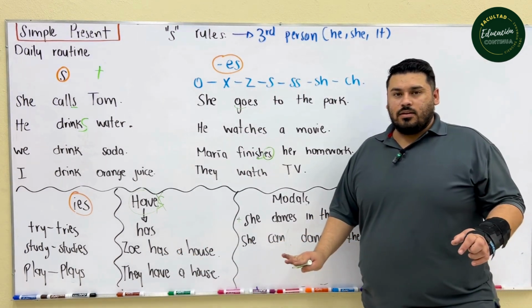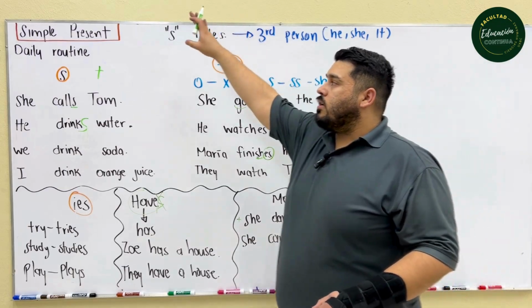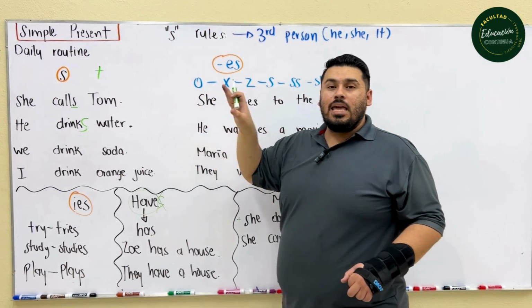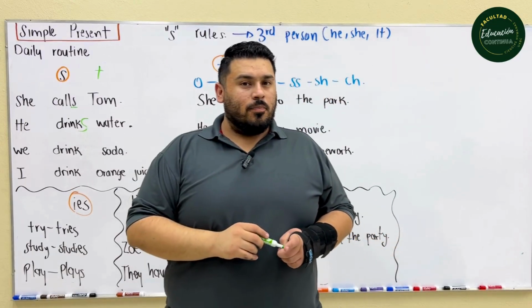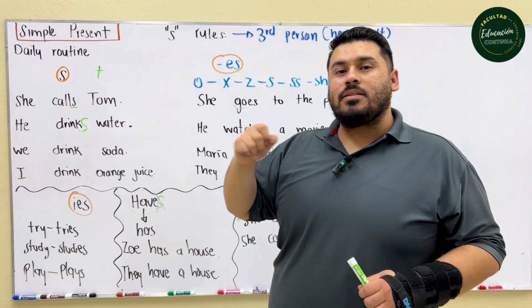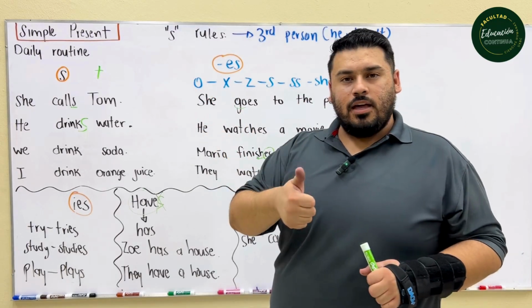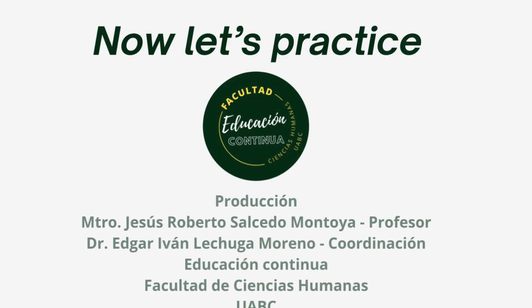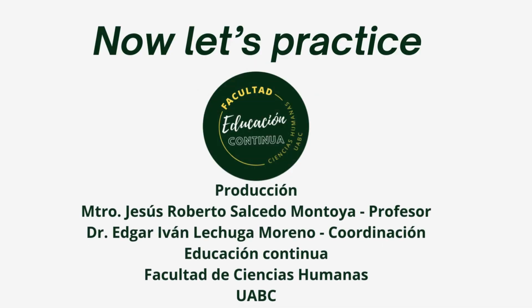So she can dance in the party. And that's everything. For the simple present, those are the rules that we have for ES. Now we're going to pause a little bit and I'm going to add some examples just to close this topic. See you in the next video, guys.